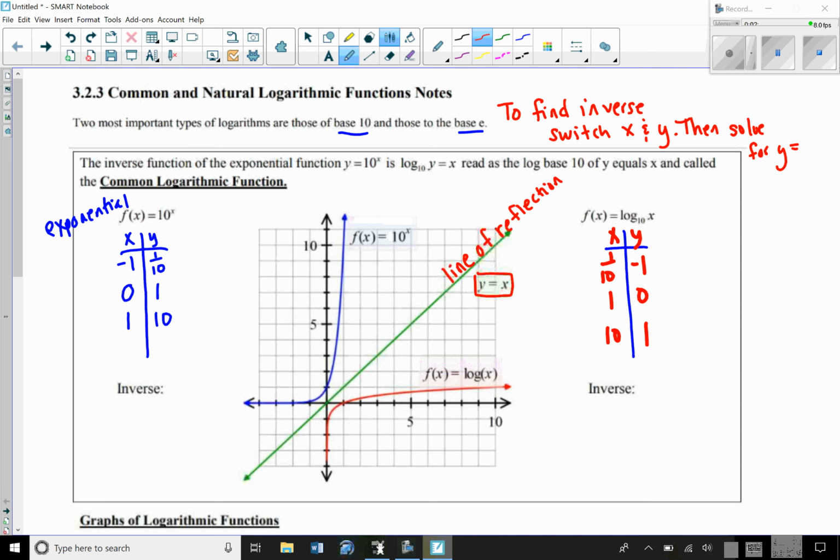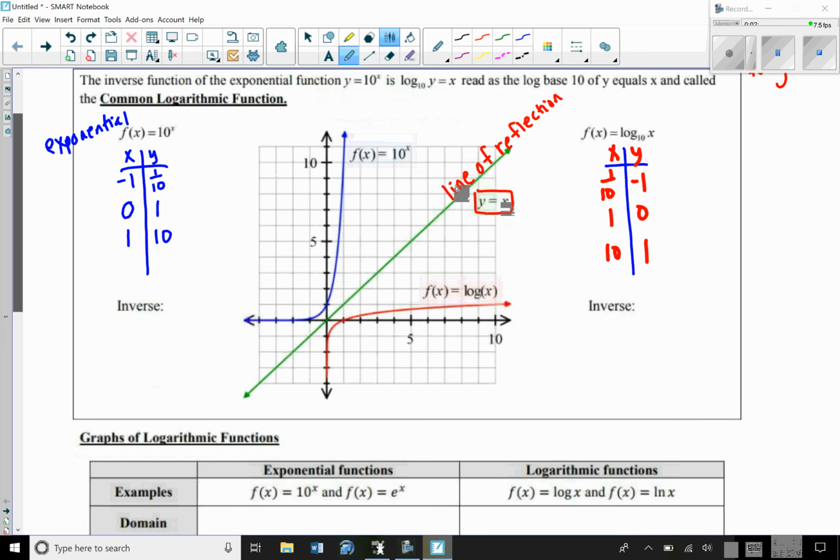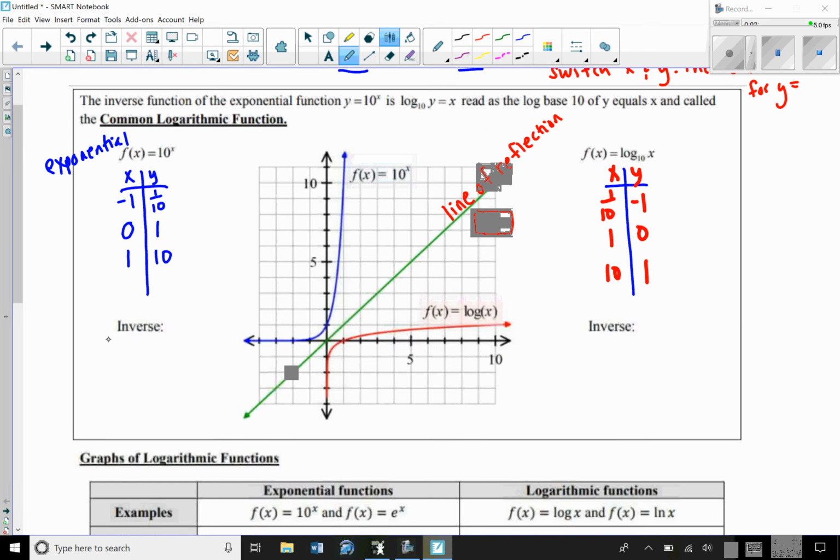And again, recall to actually find the inverse, you switch your x and your y values and you solve for y. So we right now have y equals 10 to the power of x, so the inverse is x is equal to 10 to the power of y. And recall, this is what we learned last year: the only way you can solve for the exponent is to use a logarithm. So this becomes the log base 10 of x is equal to y, because the answer to a log is always an exponent.